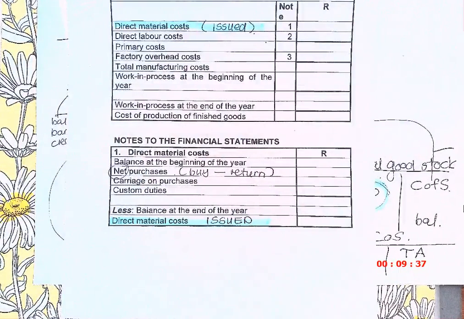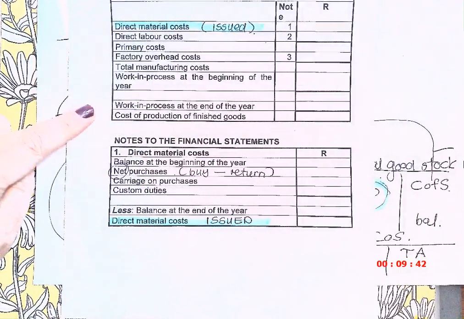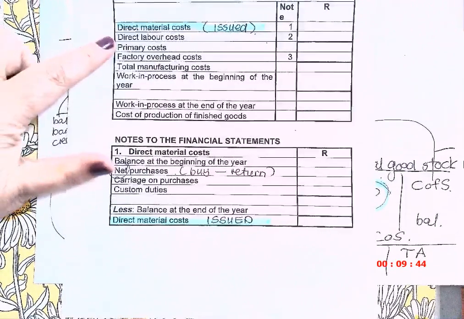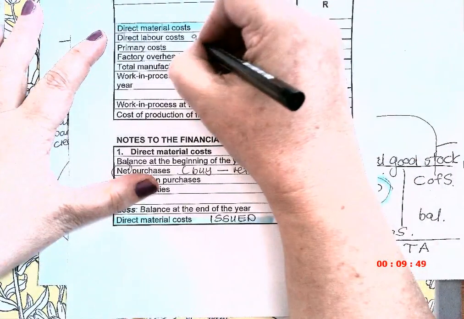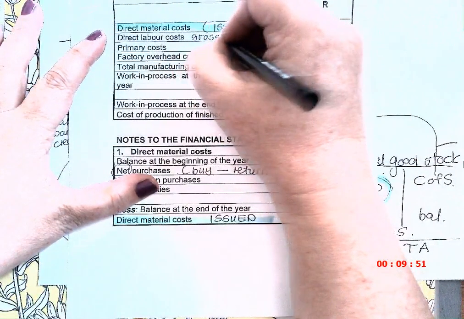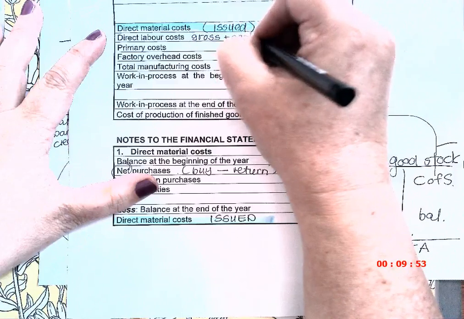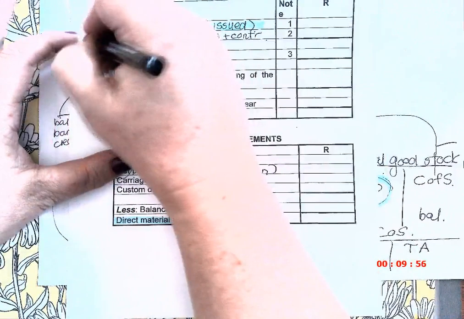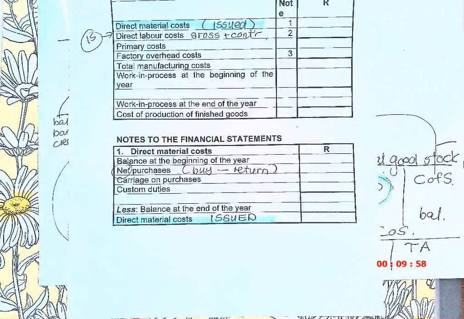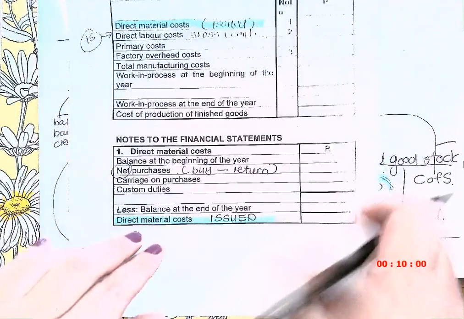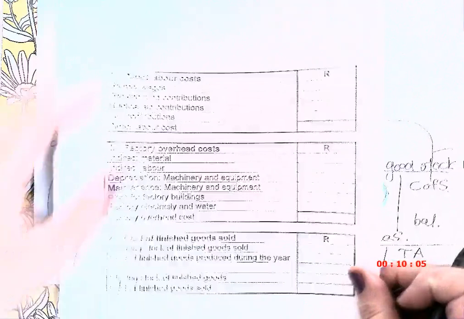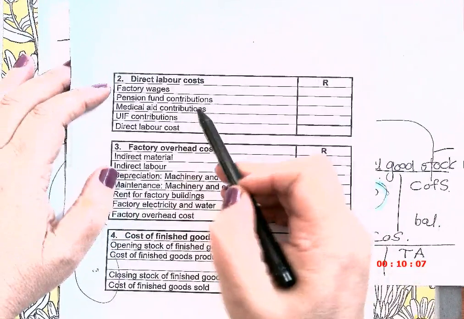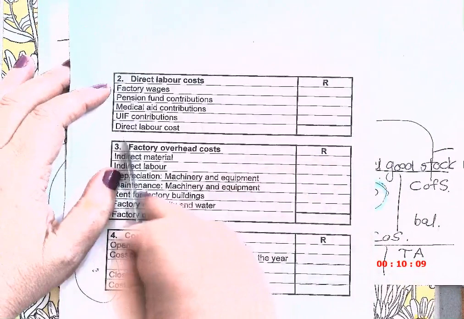You did it last year in T accounts, you didn't do this statement. Direct labor. I want my gross and contribution. Can you see it's the amount that would usually go into my income statement? And you will see again they've got a note for it. And there they say factory wages, and then they have all the contributions, which gives me direct labor cost.